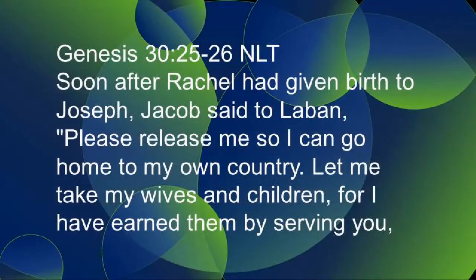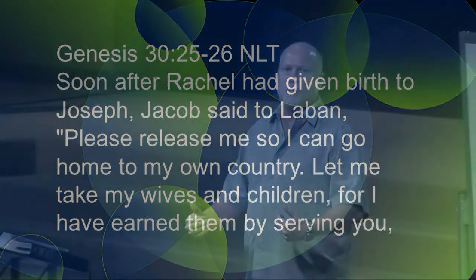Look at Genesis chapter 30, verses 25 through 26. Soon after Rachel had given birth to Joseph. Now, did you notice that? After she gave birth to Joseph, Jacob said to Laban, "Please release me so I can go home to my own country. Let me take my wives and children, for I have earned them by serving you." In other words, I've fulfilled my part of the obligation. You told me that I could have Rachel if I worked another 7 years. I have done that. Shortly before he went to Laban, she gave birth to Joseph. So Joseph was born somewhere in that 7-year period, right before it.